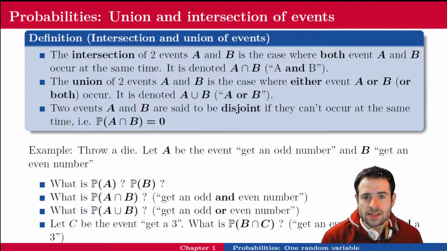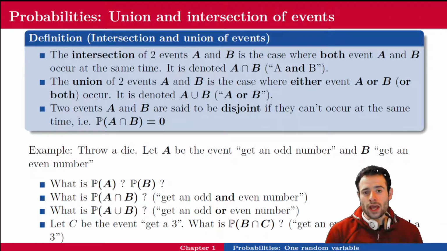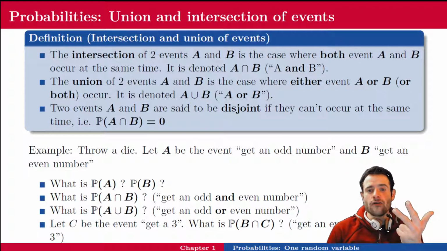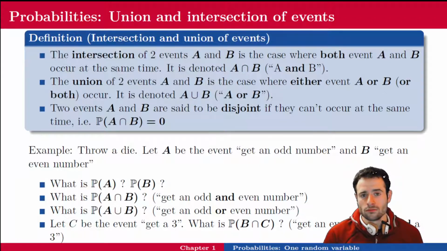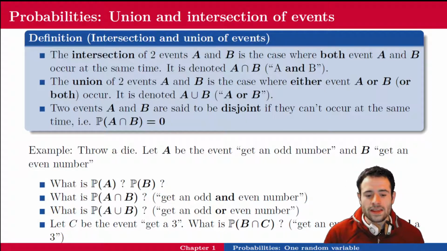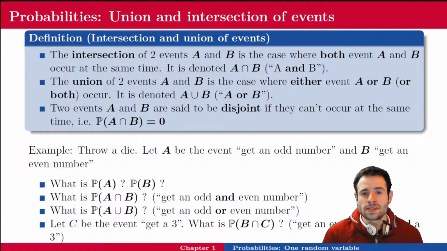One event, the event C, is smaller than the event B. B covers the case of getting 1, 3, and 5, but C only covers the case of getting a 3. So this probability will actually be equal to the probability of getting a 3. Because you need a 3 first, and since 3 is odd, then the event B will automatically be satisfied once you have a 3. But if you get a 1 or a 5, B is satisfied, but C is not.